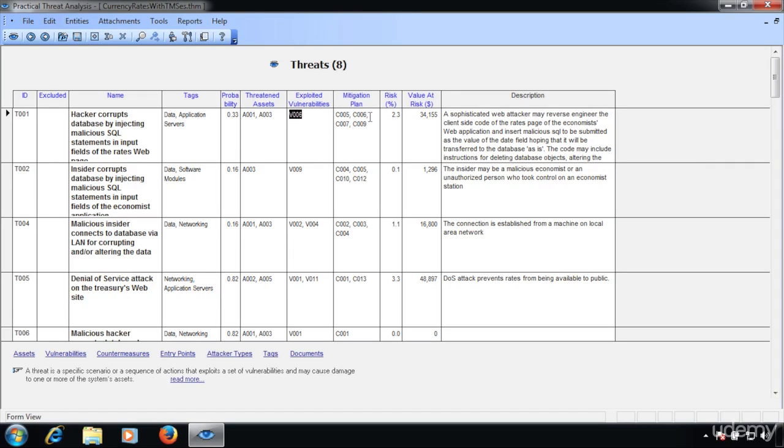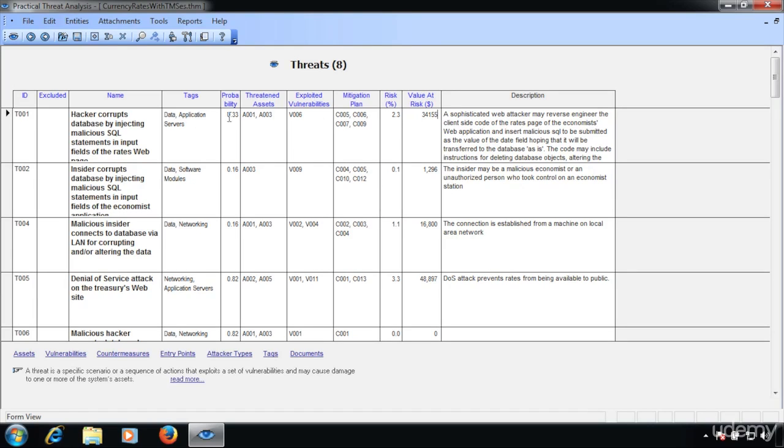And the mitigation plan or countermeasures, the C refers here to countermeasures. So we have countermeasures to mitigate this attack and the risk. So the threat, that's the current risk in percentage, so it's about 2.3%. Now it's a decimal number here, and the values that are at risk is 34,000, 34 and something.